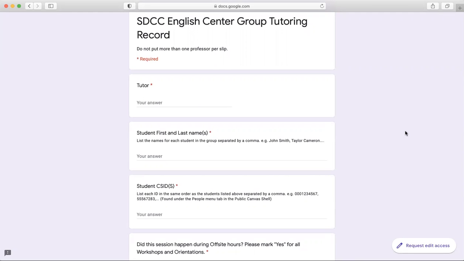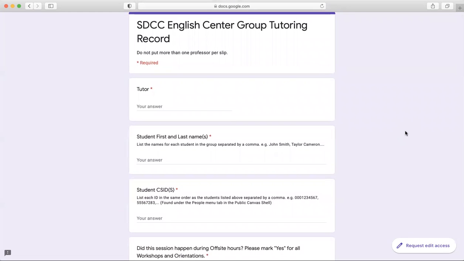Before you begin, you want to note that each group slip should only include one professor. So if I have a session with 5 students and 3 of them are Professor Gavin Brown's students and the rest are Chris Barron's students, you would only need to complete 2 separate slips, one per professor. Gavin's slip would include his 3 students in the single slip, and Chris Barron's slip would include his 2 students.